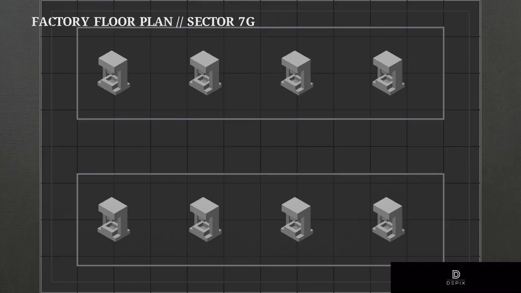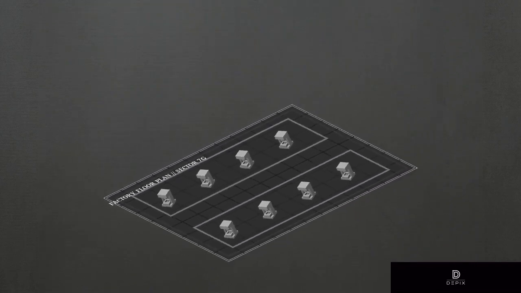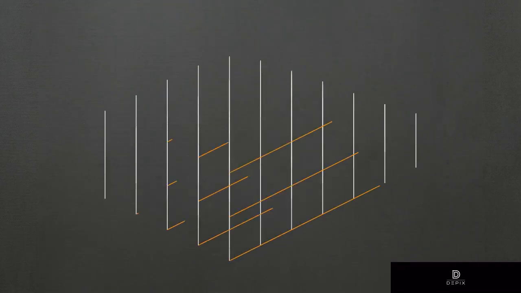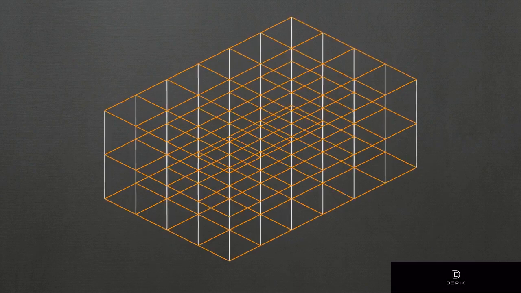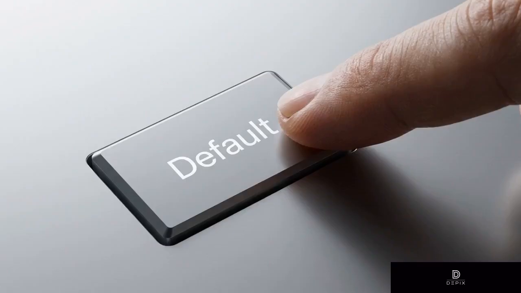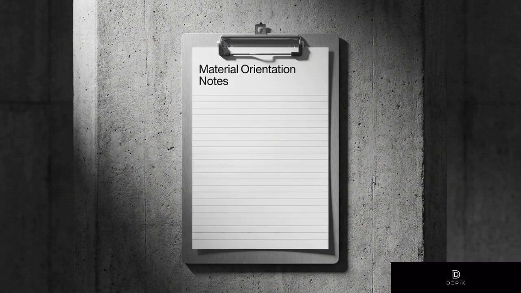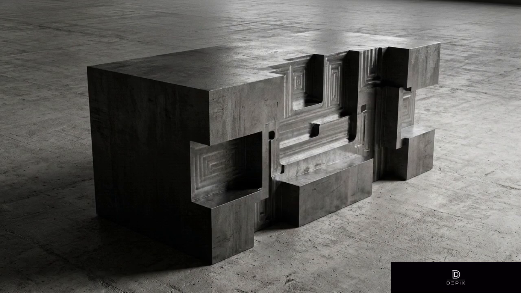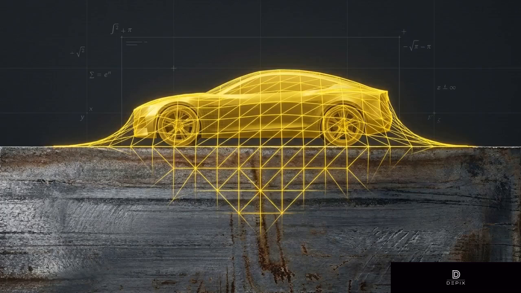For sheet metal, asking which way the material runs is not a factory floor problem. It is a geometry question. A default is still a decision. It's just one nobody wrote down, nobody can see in the render, and nobody can change once the steel tooling is cut. Depix operates in this gap.